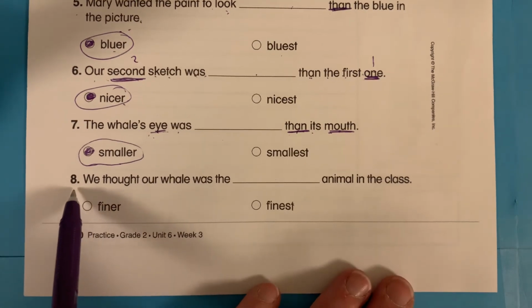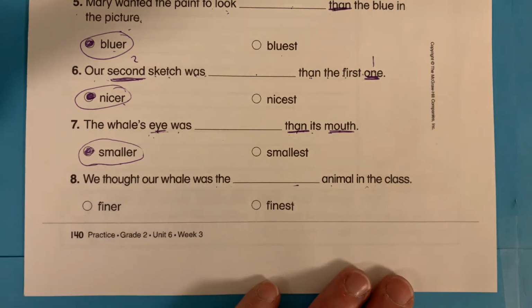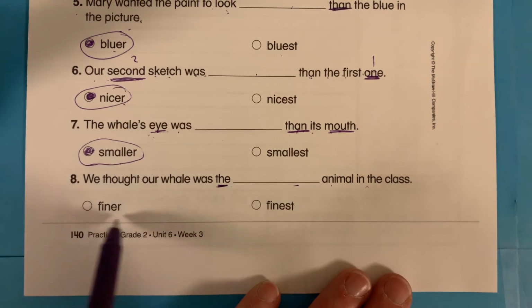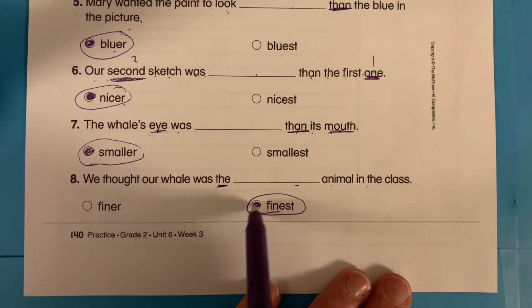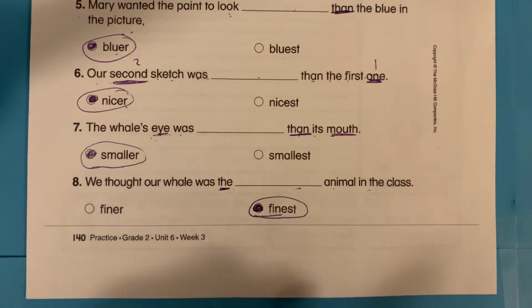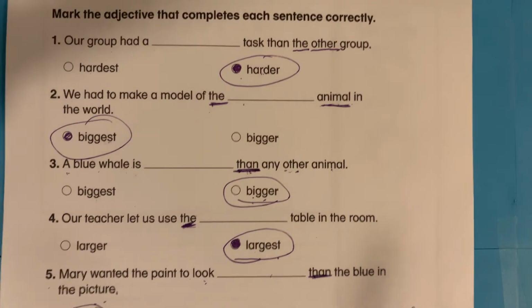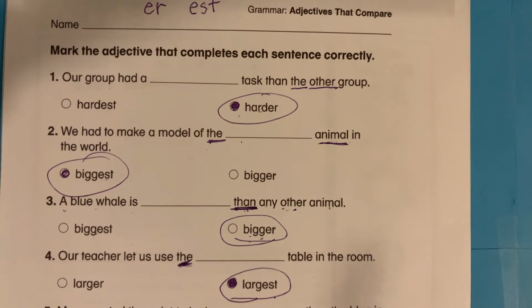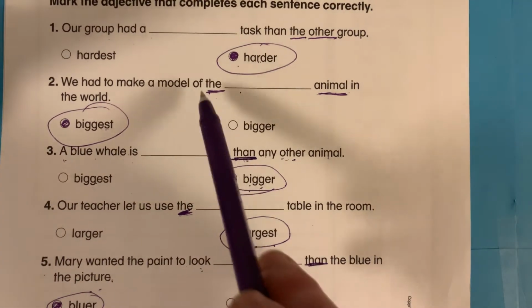And the last one, number 8, we thought our whale was the blank animal in the class. So we see the before the finer animal in the class or the finest. It's finest. All right. Sometimes it's super obvious if you're using ER or EST, but sometimes you want to think about how it sounds and look for those special words that help you.